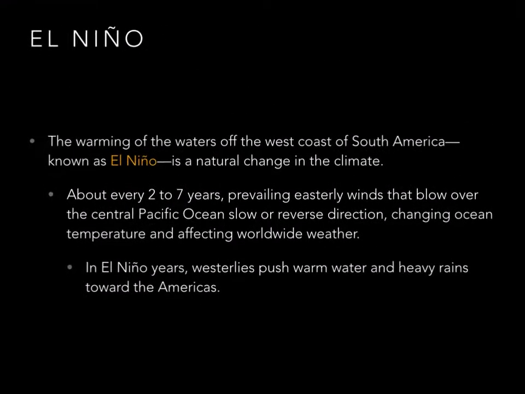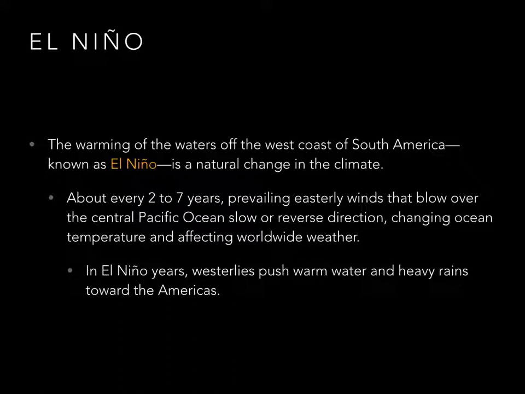Climate change. El Niño. The warming of the waters periodically off the west coast of South America, this is called El Niño, and it's a natural change in the climate. About every 2 to 7 years, the easterly winds that blow over the central Pacific Ocean slow or reverse direction. This changes the ocean temperature and ends up affecting worldwide weather. In El Niño years, westerly winds blowing towards the United States push warm water and heavy rains into the region.